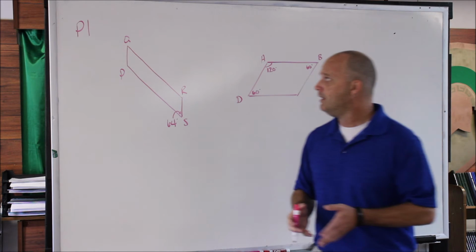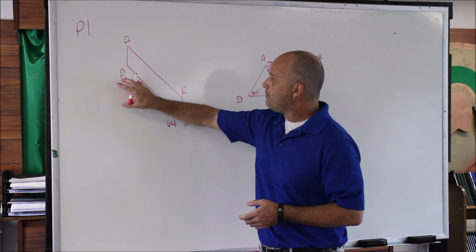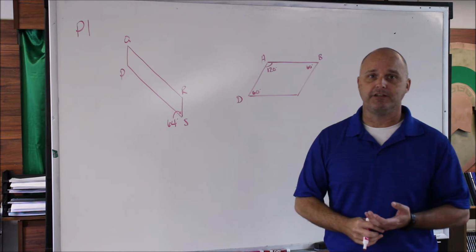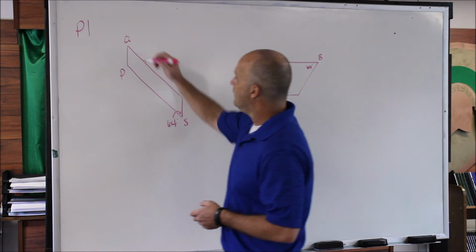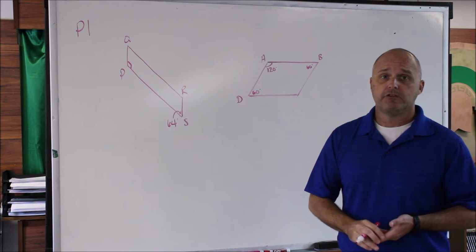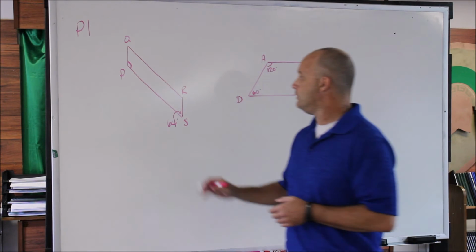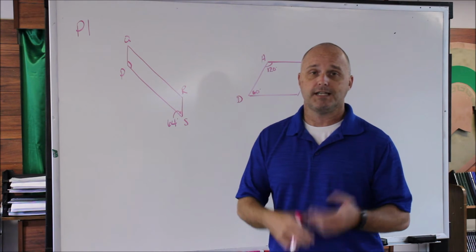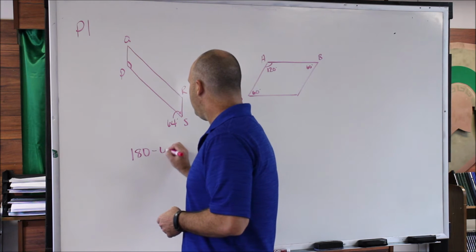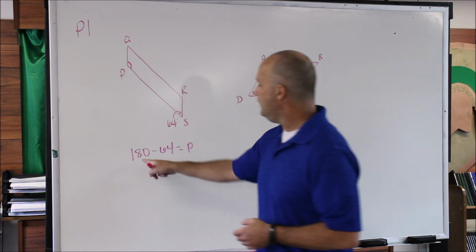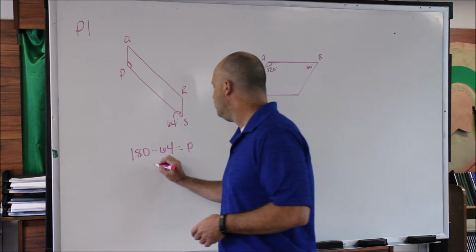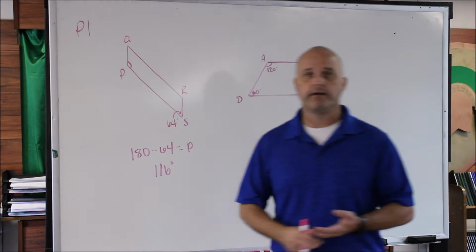Now in problem number 1, we're given parallelogram PQRS, and we're told that angle S is 64 degrees. It wants us to then determine the measure of angle P. So if we use consecutive angles, we're going to say that P and S together equal 180 degrees. So it would simply be 180 minus 64 is equal to P. So 180 minus 60 is 120, minus another 4 is 116. So we know that angle P is 116 degrees.